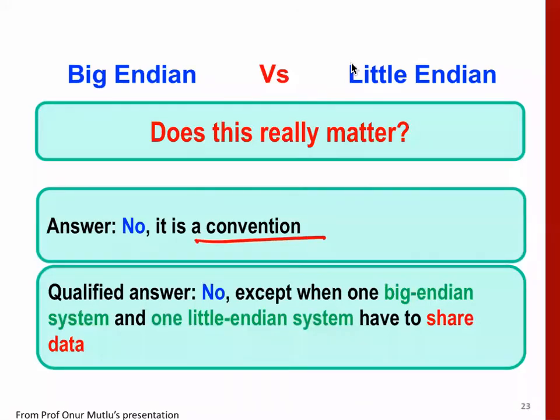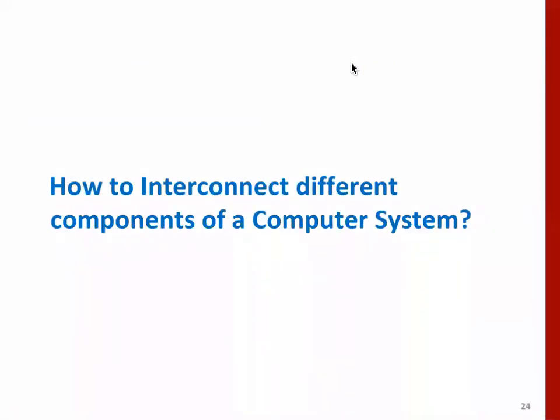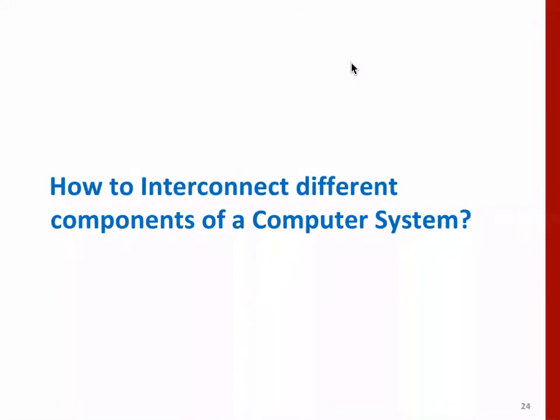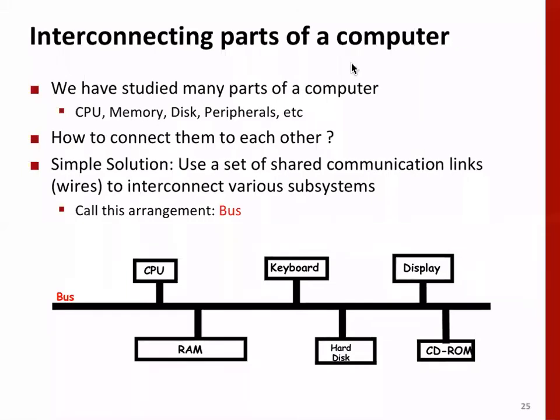Okay, the only problem, as we said, is when they have to share the data, nothing else. All right, so let's come to the next part. How do we interconnect these different components of a system? This part we have already studied in brief. What we do is that we use buses.